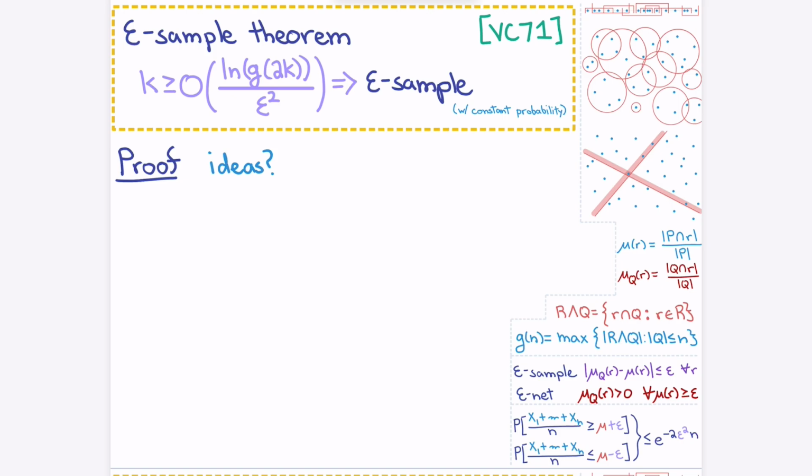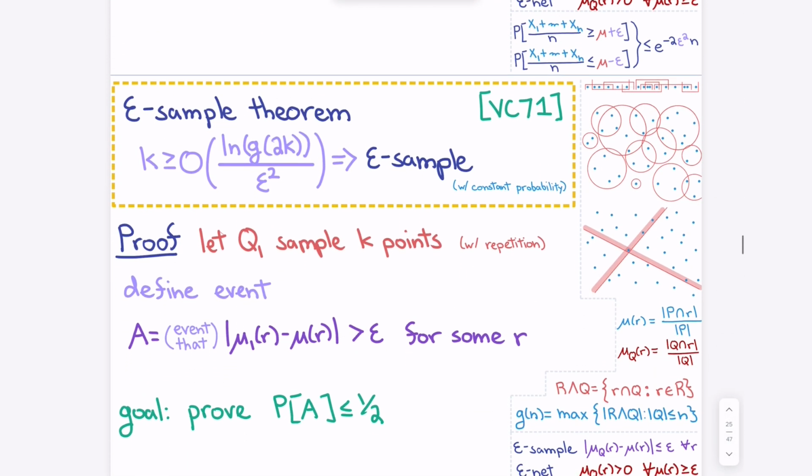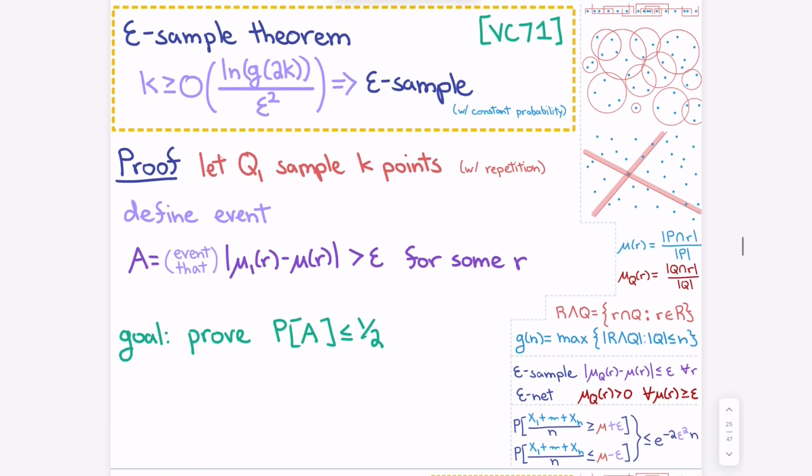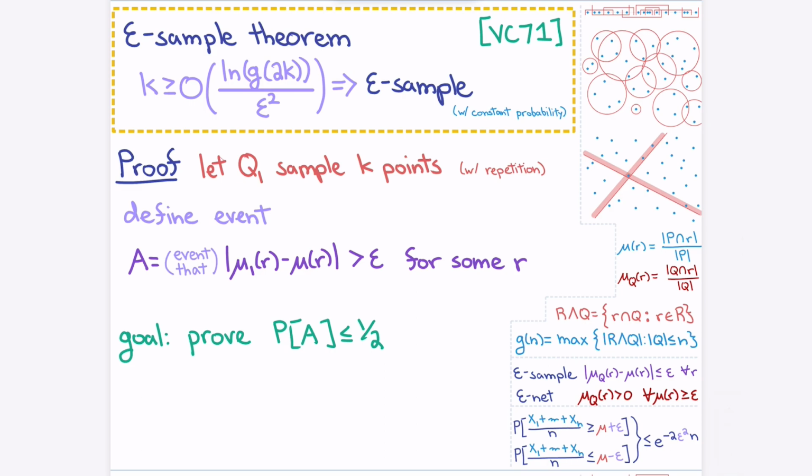Yeah. Let me just try to explain. So, okay, the setup is as usual the most important part. First let's let Q1 sample K points. And I want to say, what are the odds that Q1 gets some range wrong? I want this to be at most 1/2 or something. So this is just one sample of K points. Ultimately, I haven't done anything. That's of course what we wanted to analyze.